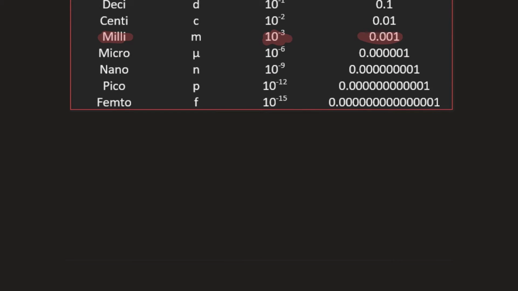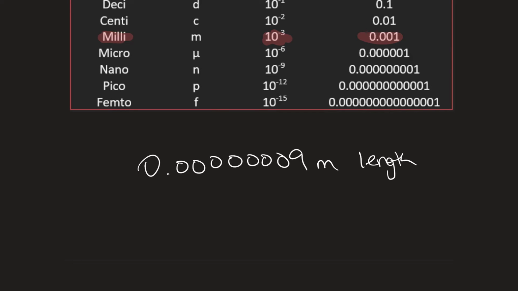All right, so for example, just to keep it within the times, you have the current COVID-19 virus, right? And when it comes to the length, the COVID-19 virus is 0.0000009 meters in length. All right, that's how long it is.